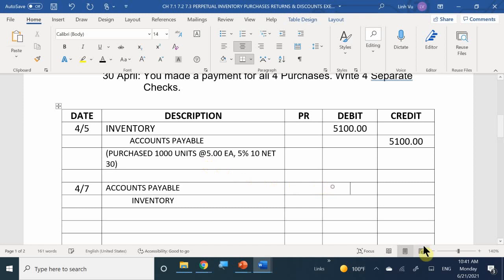1,000. Yes, 200 times $5 is 1,000. Return 200 units at $5 each, full refund. Okay. Good.